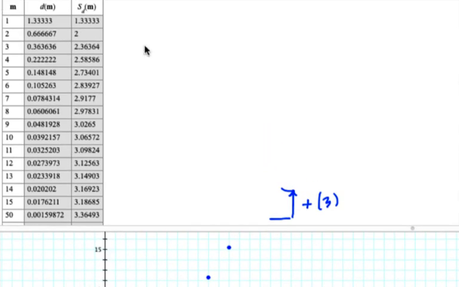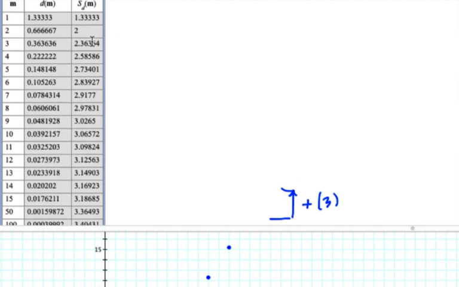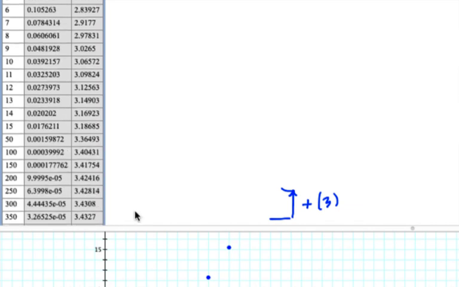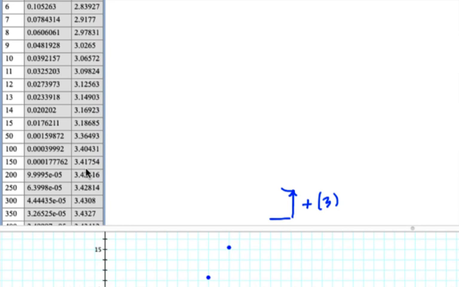Okay, so here are the partial sums. 4/3, 2, 2.36. When you get out to 10, the partial sum is about 3.06. When you get to 50, it's about 3.36. So I just kept making n bigger and bigger. The sum of the first 300 terms is 3.43. The sum of the first 350 terms, 3.43, a little bit more though.